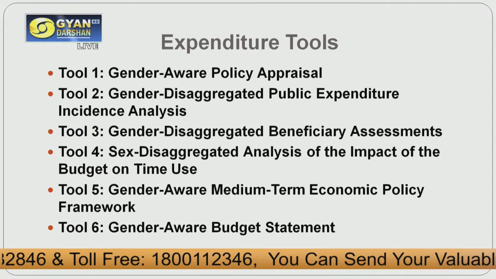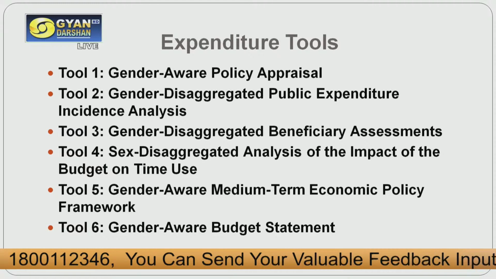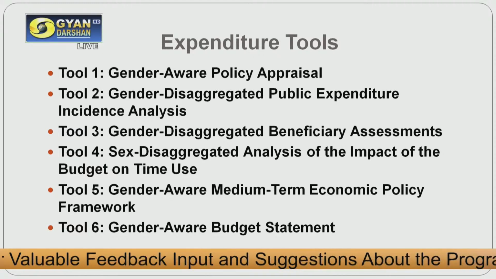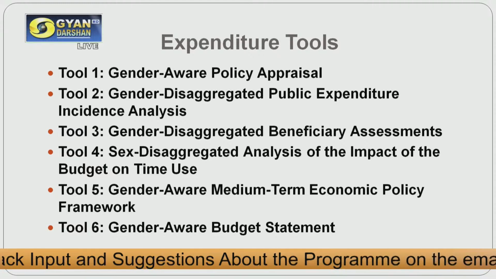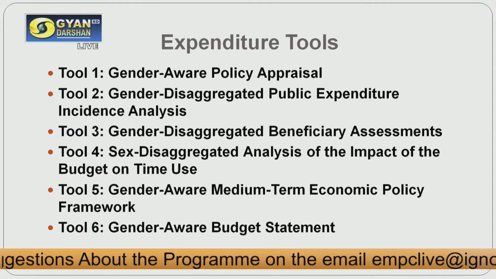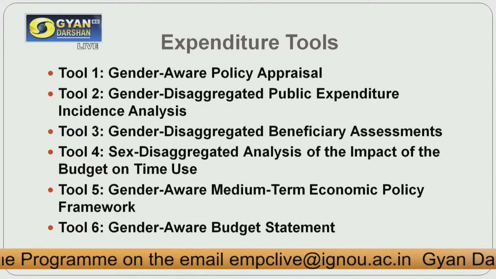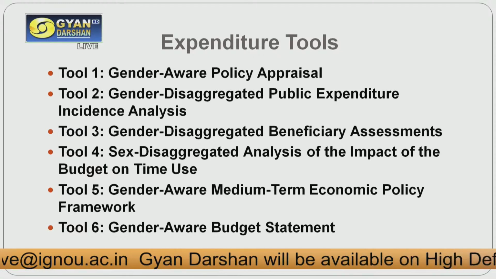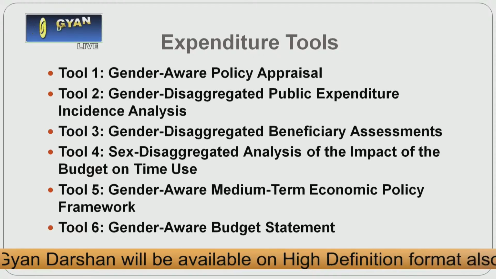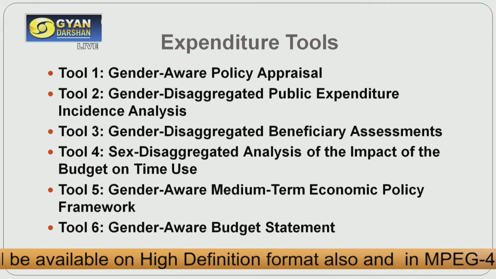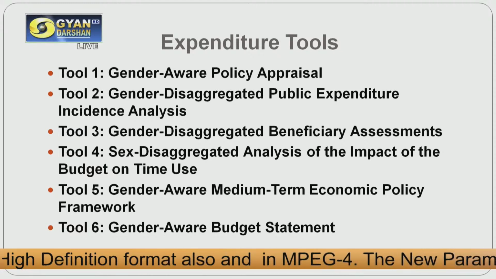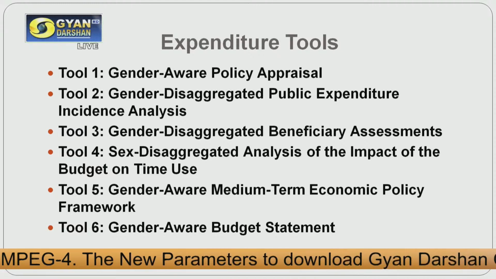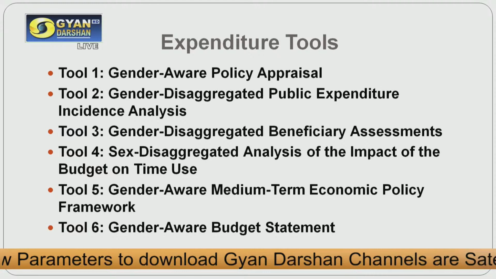According to Diana Elson, this appearance of gender neutrality is more accurately described as gender blindness. Different revenue raising measures and public expenditure allocations impact women and men differently because of the socially determined roles they play in the economy. As you all know, men play different roles in society, and women play different roles in society, whether as contributors to economic output and social reproduction, or as beneficiaries of public expenditure and users of public services. So gender aware policy appraisal is very significant.